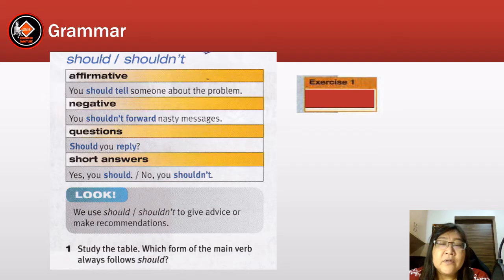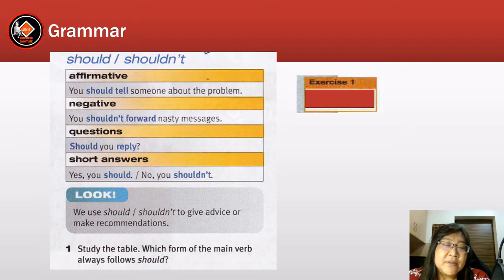For the affirmative or positive sentence, for example, you should tell someone about the problem. The negative is you shouldn't forward nasty messages. Now for a question, should you reply? And then we have the short answers. Yes, you should, or no, you shouldn't. We use should or shouldn't to give advice or to make a recommendation.